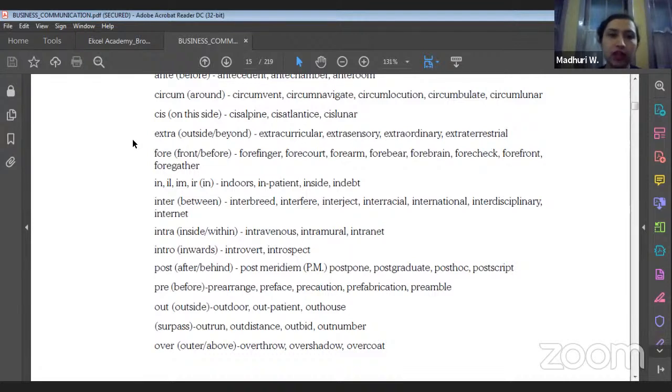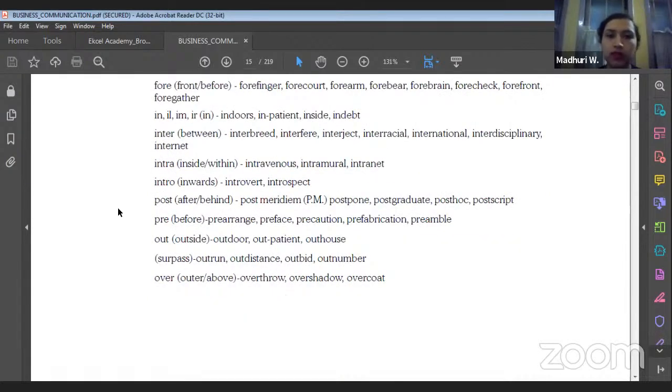Fore, which is in front generally or before, like the forehead, right? The forefront, forefinger, forecourt, forearm, etc. You have in, il, im, ir, right? Like indoors, inpatient. Then you have interbred, interfere, interject, introvert, introspect, for example, with intro, intra. You have intravenous, intranet. So try to think of these words, how you will see them in context and how to use them.